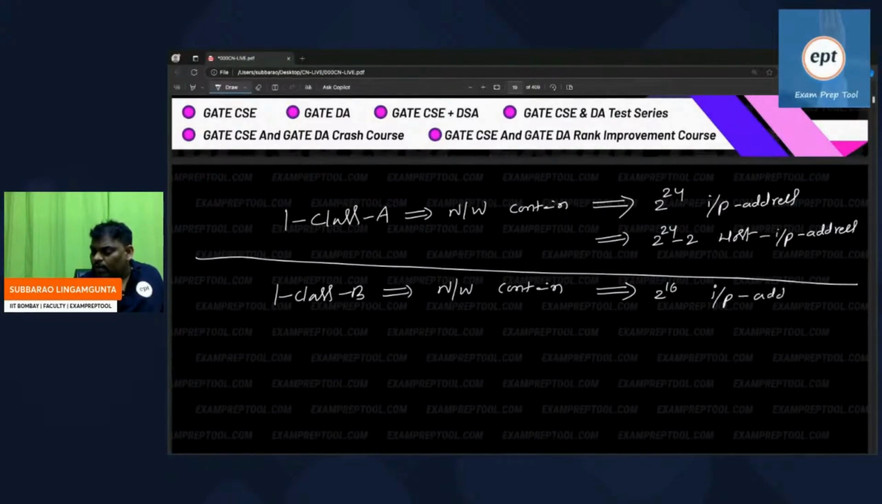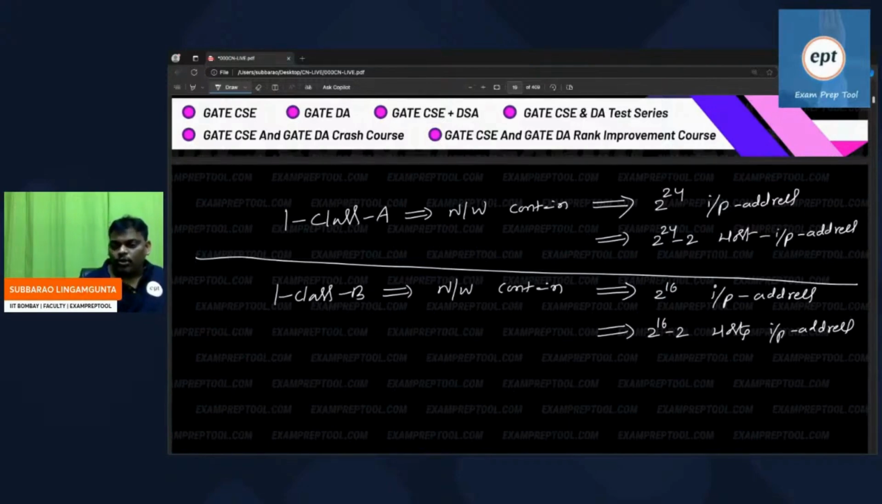Out of those many IP addresses, all zeros and all ones you cannot use. Subtract 2: 2 power 16 minus 2 host IP addresses can be given for host purpose. If they ask you only IP addresses, no need to subtract 2. If they ask how many host IP addresses, it is 2 power 16 minus 2. I'm talking about one class B network.